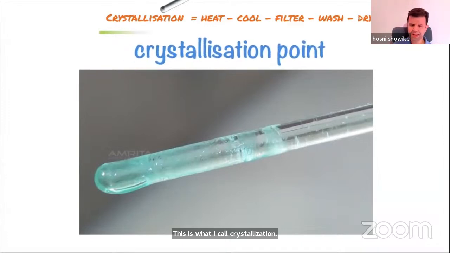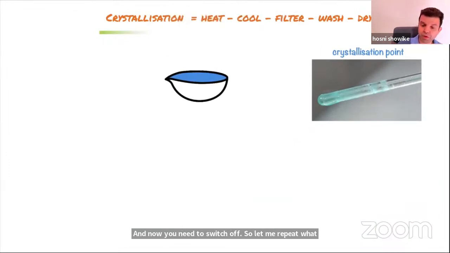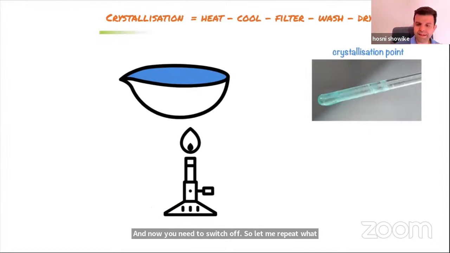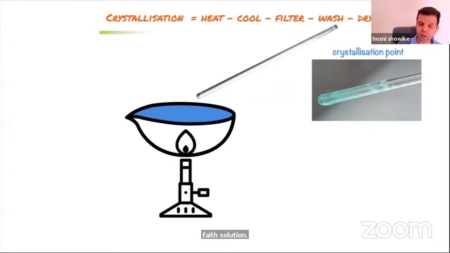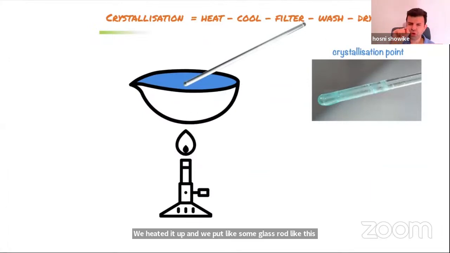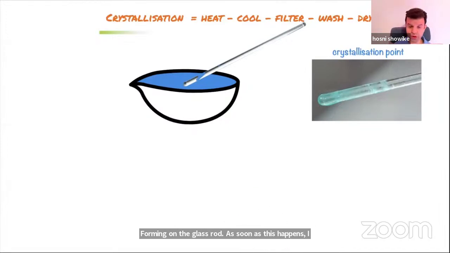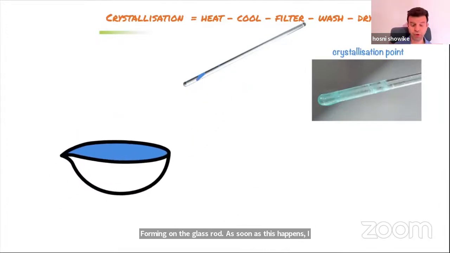What does that mean? This means you evaporated most of the water, and now you need to switch off the heat. So let me repeat what we've done so far. We took that copper sulfate solution, we heated it up, and we put some glass rod like this. And we were watching for what? We were watching to see the point where you start to see crystals forming on the glass rod. As soon as this happens, I remove the heating source and I take the copper sulfate.